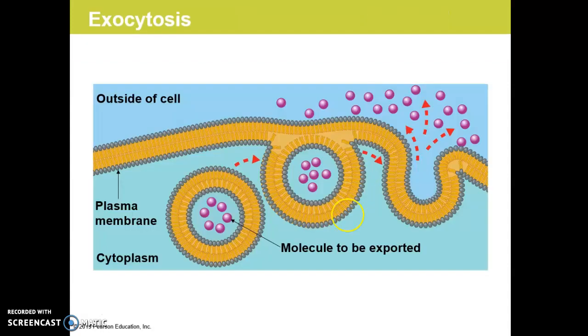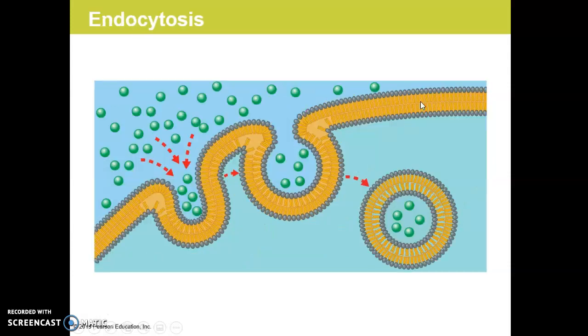This is a picture showing how vesicles are used to transport materials. This is a vesicle surrounded by a phospholipid bilayer. It just encompasses the material to be exported. It fuses with the cell membrane, and then the substance is released outside of the cell. In endocytosis, it's very similar. It's just moving substances in the opposite direction, and you end up with a vesicle inside the cell.